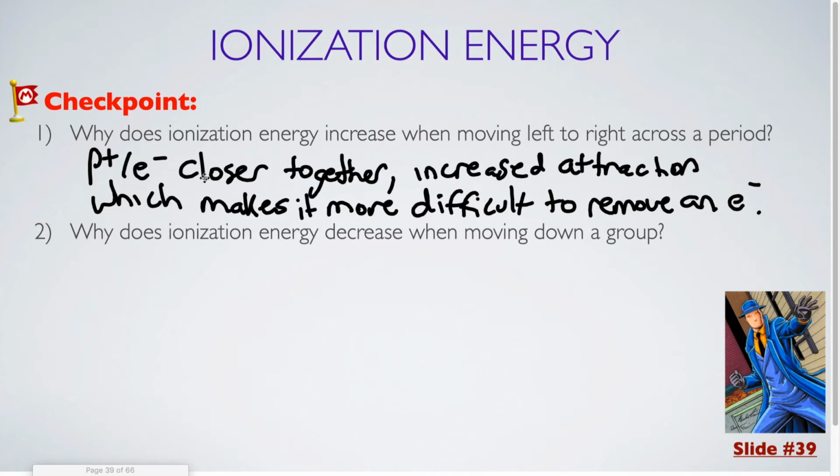Electron shielding would not be a factor here, because as we are going from left to right, we have the same number of shells in total. For number 2, why does ionization energy decrease when moving down a group? This has to do with the electrons being further from the nucleus.